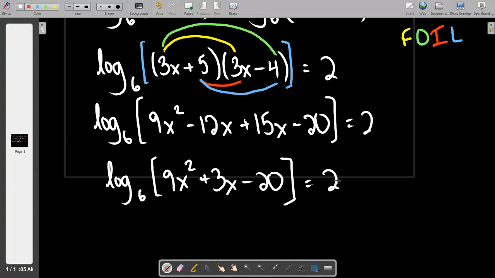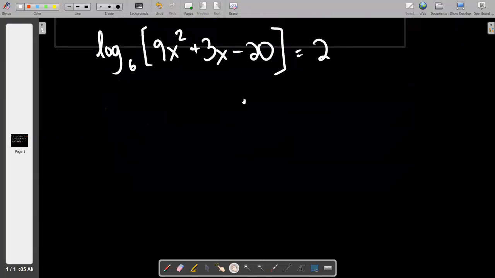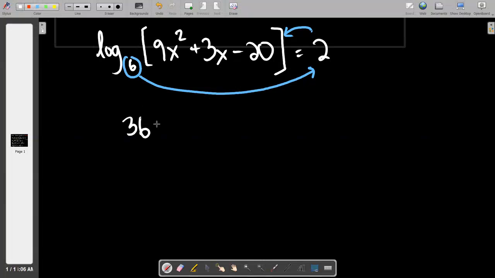Good, good. Right. Now it's time to acknowledge what this problem actually is. This is a logarithmic equation that I know, because my teacher said it 1,000 times, I want to rewrite as an exponential equation using the little water cycle diagram. And that means we're going to do this to the power of this equals this. So what is 6 to the power of 2? So we have 36 equals 9x squared plus 3x minus 20.